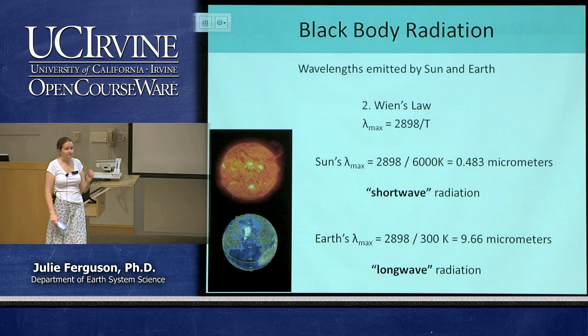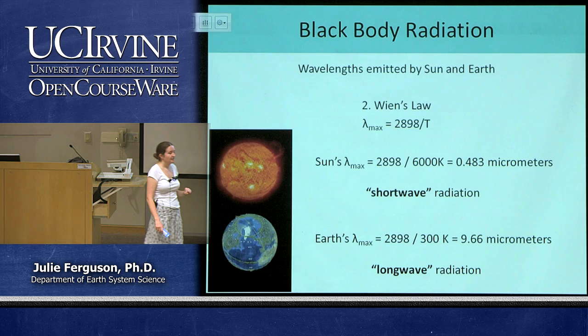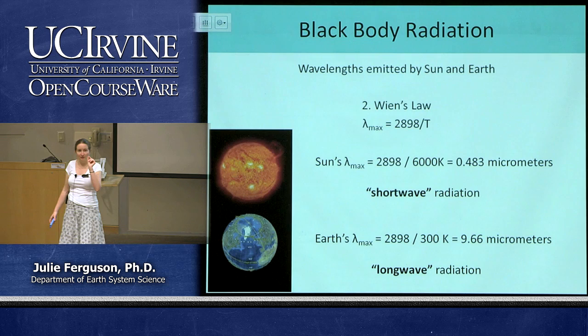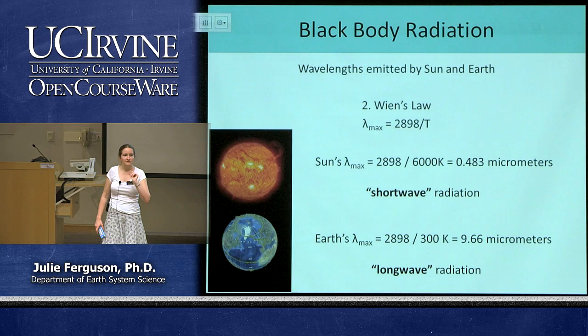Okay? So if we plug in the numbers, we can see that the sun's peak wavelength of emission is around 0.483 micrometers. And for those of you that haven't encountered that sort of unit before, a micrometer is 1/1,000,000th of a meter. So a meter is like this. And then you get a millimeter, which is 1/1,000th of a meter, and then a micrometer is 1/1,000th of a millimeter.